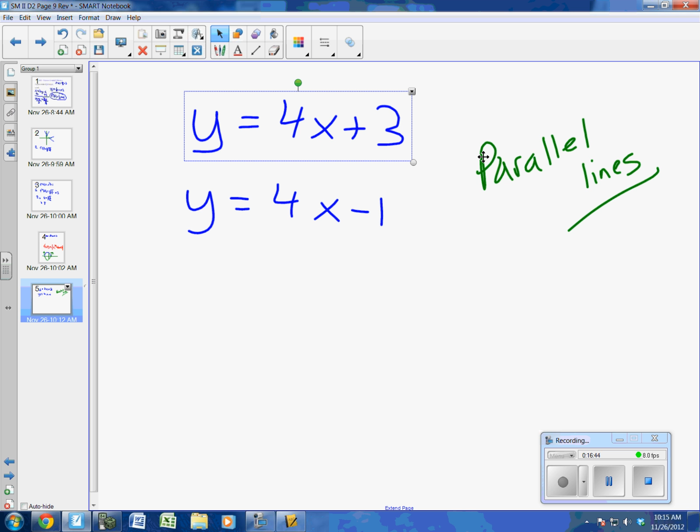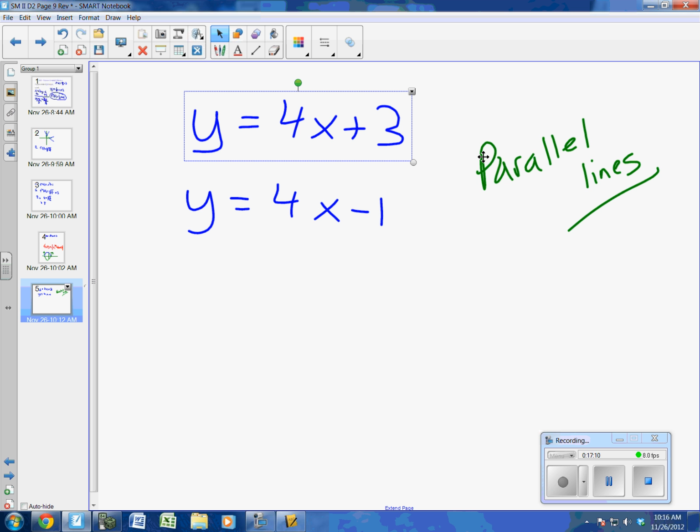Okay, so let me ask you this. Which one's above the other and by how far? Soraya. Yeah, the first one is above this one by 4. How far above the point 0, 0 is this line? It's 3. How far below 0, 0 is this one? Negative 1. 1 unit, right?